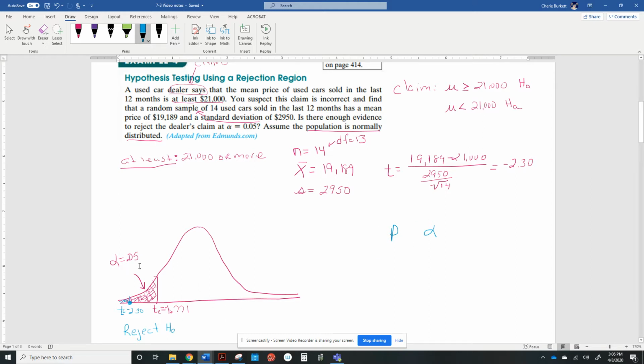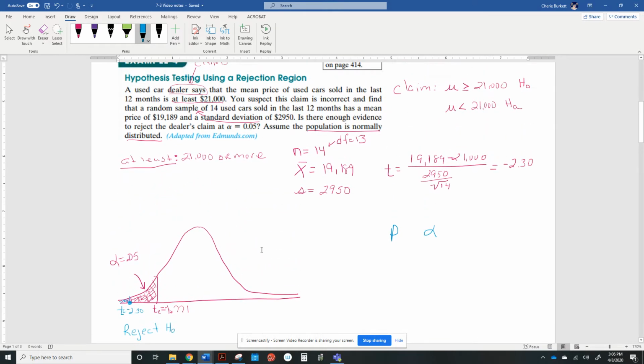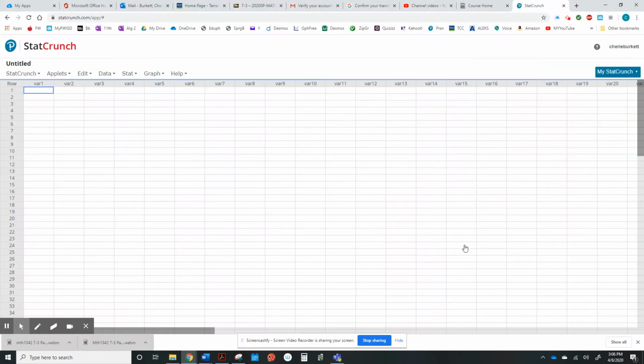Now, could you stop the problem right now and write your fill in the blank sentence? Absolutely, because you chose to do it with the rejection region. But I want you to see both ways. Okay, so let's run over to StatCrunch real quick.